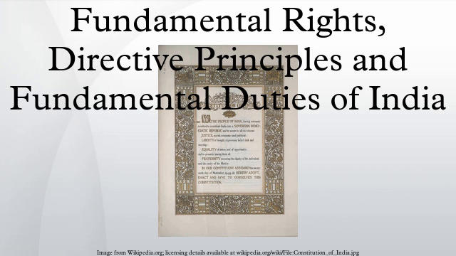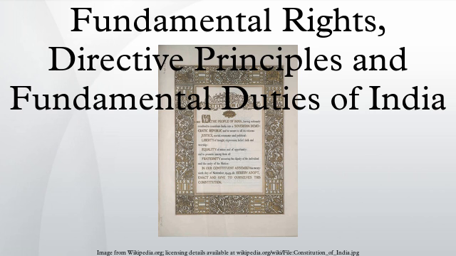Right against exploitation. The right against exploitation, contained in Articles 23-24, lays down certain provisions to prevent exploitation of the weaker sections of the society by individuals or the state.